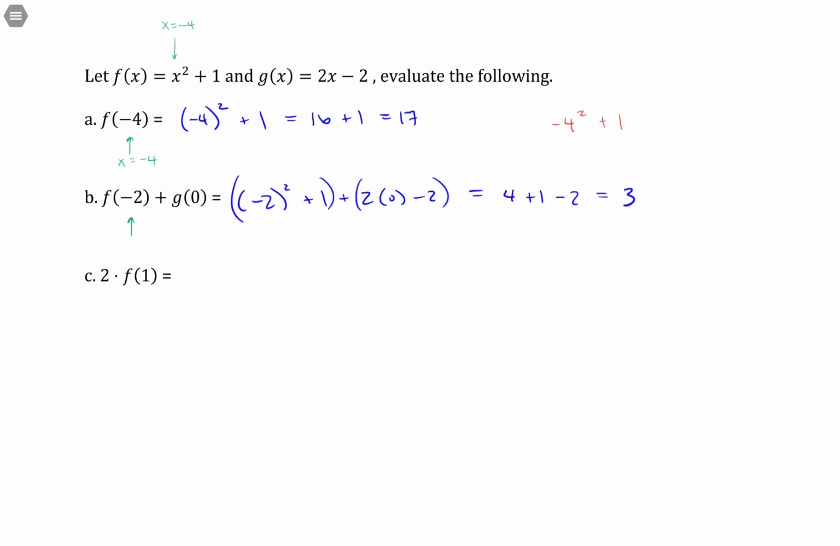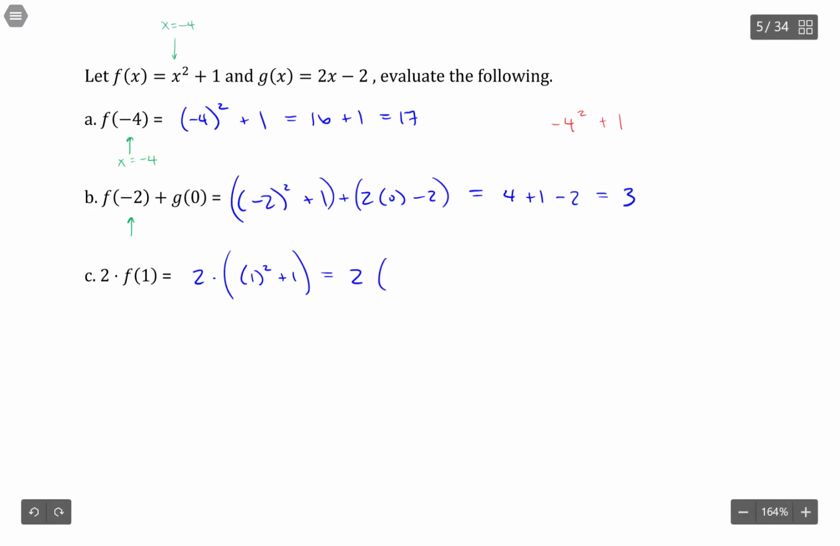2 times f of 1. So this means 2 times the function f evaluated at 1. So the function f evaluated at 1 would be 1 squared plus 1. So we're going to find that value and then multiply it by 2. So 1 squared is 1, plus 1 is 2, and 2 times 2 is 4.